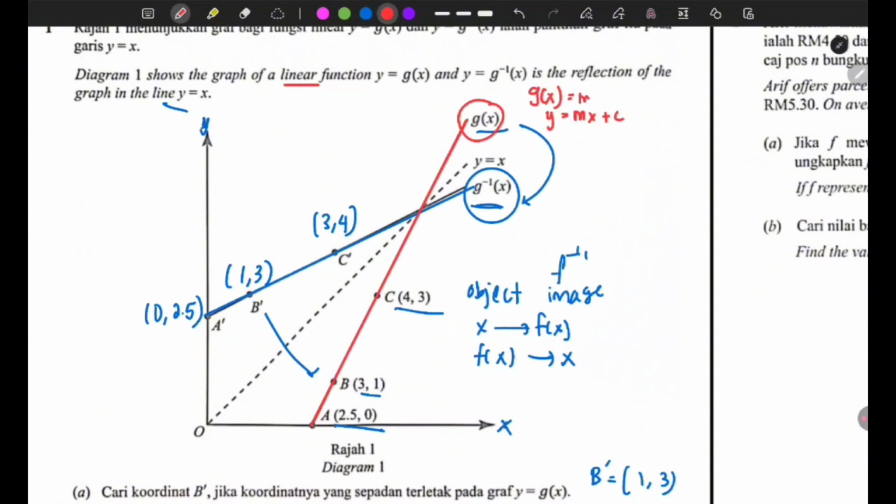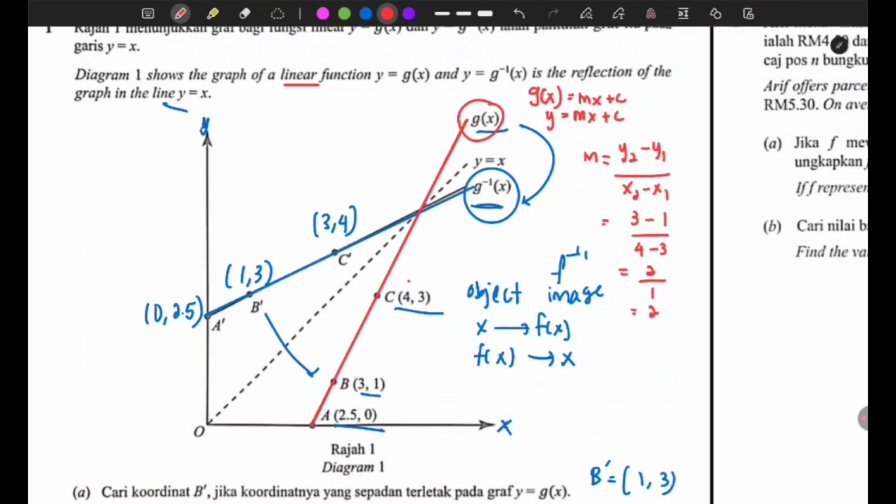The rest is the same. Find your gradient. They give you coordinates a, b, c. Use any two coordinates, find the gradient. So maybe (4, 3) and (3, 1). So (y2 minus y1) over (x2 minus x1). So 3 minus 1, 4 minus 3. So 3 minus 1 is 2, right? 4 minus 3 is 1. So gradient is 2. Now find the y-intercept, the c.